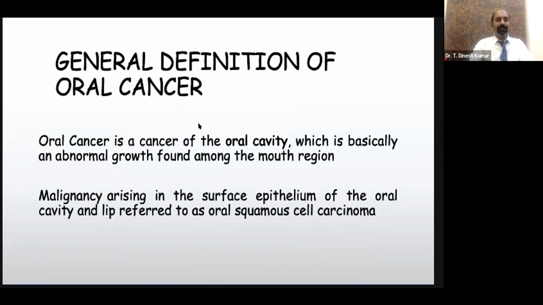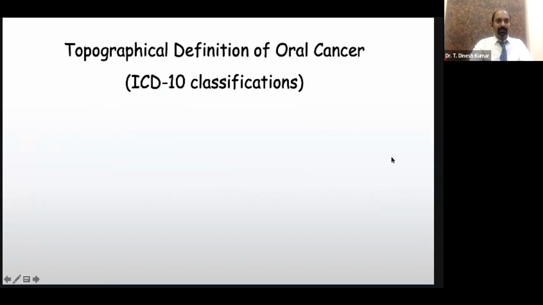Coming on to the general definition of oral cancer. Oral cancer is a cancer occurring in the oral cavity, which is basically an abnormal growth found in the mouth region. Malignancy which is occurring inside the oral cavity and affects the mucosa is what is called oral squamous cell carcinoma. What you should understand is that the term oral cancer is an umbrella term, which means it includes all the cancers which are occurring inside the oral cavity, out of which the major one is oral squamous cell carcinoma.